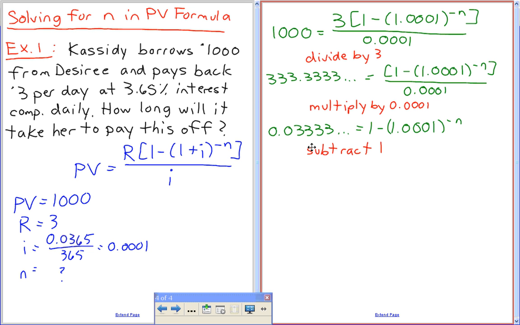Sam? Yes, it comes from this, because this is in a bracket with the n, so you can't just remove the 1 from here. So this turns into negative 0.96666 equals negative 1.0001 to the negative n. Does everyone see that? I have 2 negatives now.